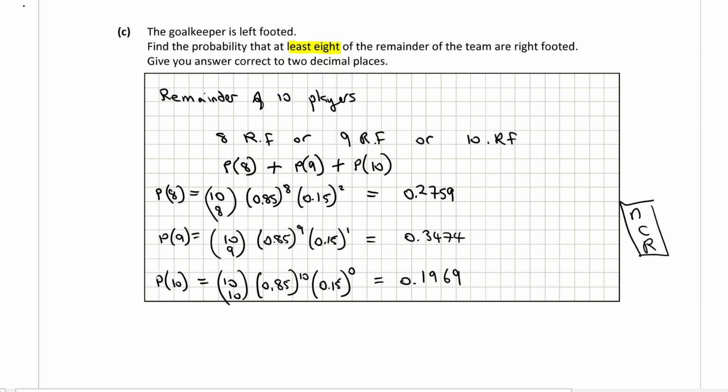and that is giving me 0.1969. And I want to add them together, so I add my 3 probabilities, and I get 0.8202, and the question here wants it to 2 decimal points, so therefore my final probability is 0.82, or 82% of them would be at least right-footed if there's 8 of them. At least 8 of them would be right-footed. Okay, moving on, question 2.